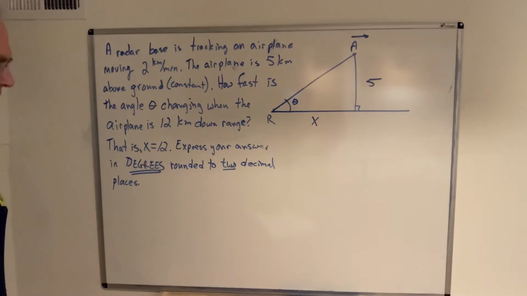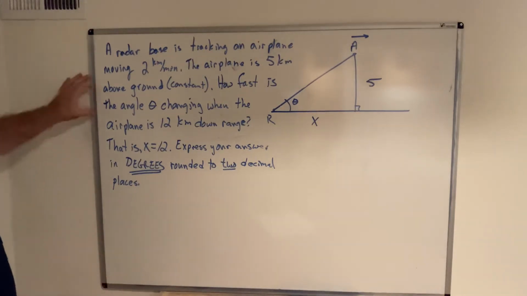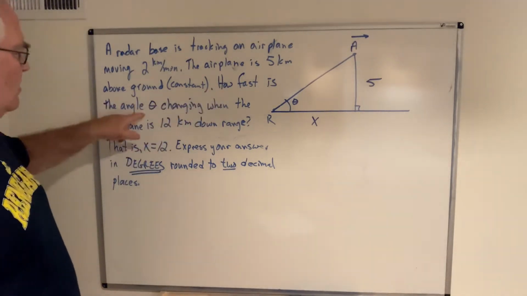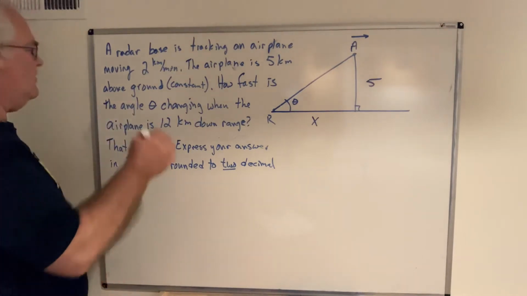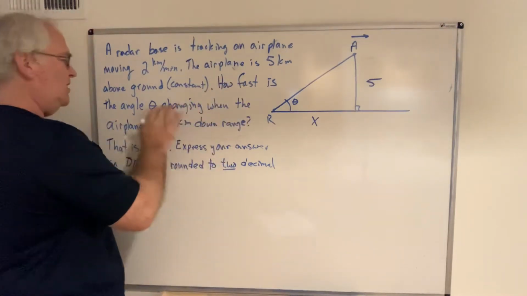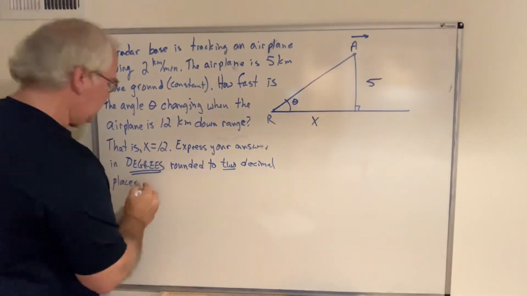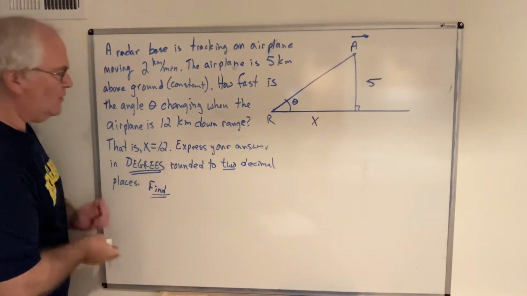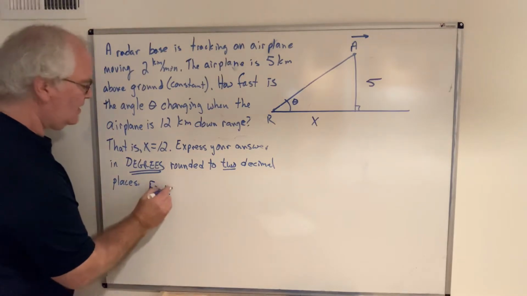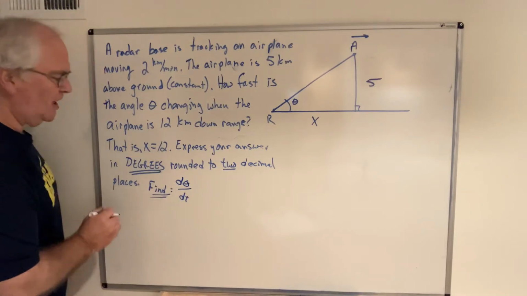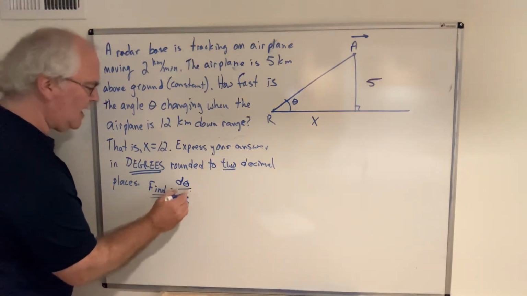the procedure is the same as we've been working on for our related rates. We need to find, number one, what are we asked to find? How fast is the angle theta changing? We're asked to find the rate of change. How fast is it changing? It is the rate of change of theta. We're asked to find the rate of change of theta, right? So that's going to be d theta dt, how fast theta is changing with respect to time.